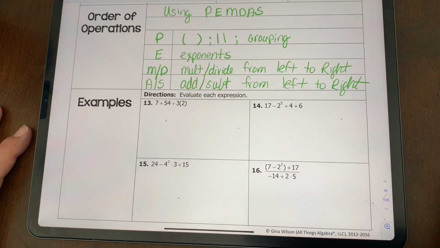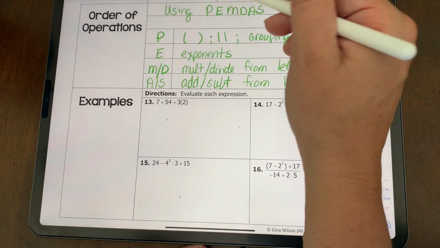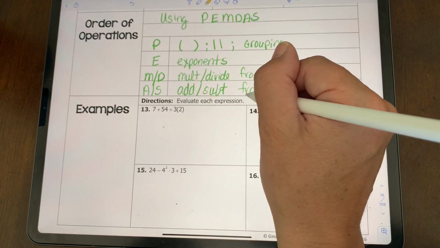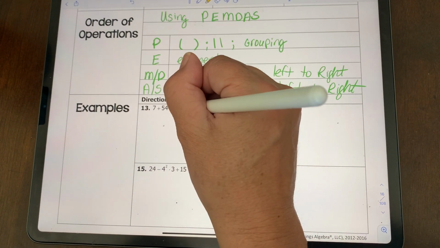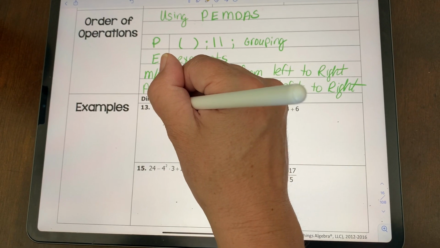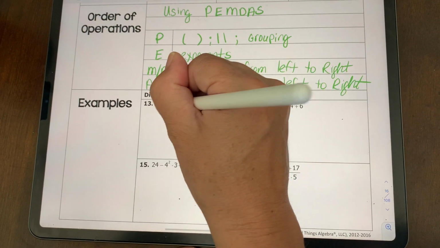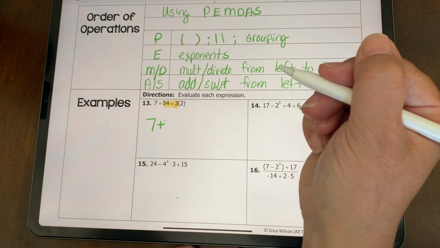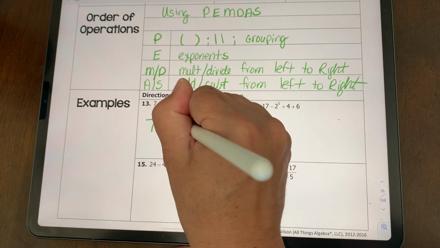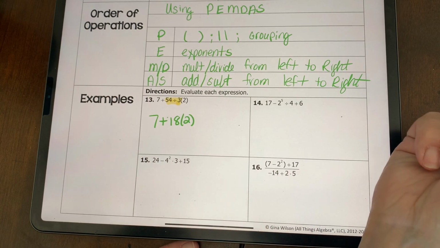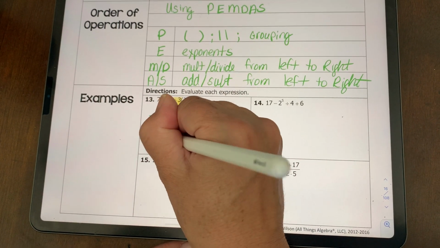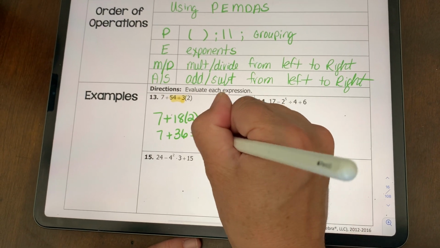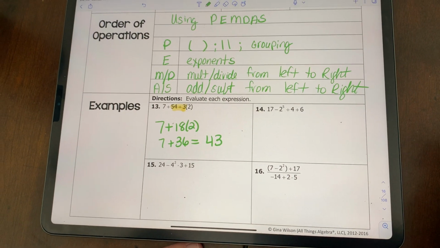Okay. All right, so if I look at the first one, my parentheses, and I hate how they use parentheses for this, but my parentheses in this case, it's not a group. That parentheses means multiplication. So I would actually do this division first. Okay, so that would be 54 divided by 3 is 18. Now that means multiplication. So 18 times 2 is 36, and my answer is 43.